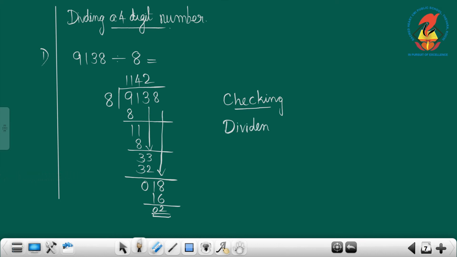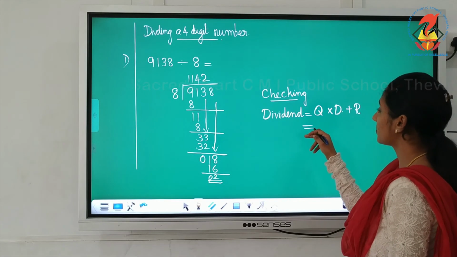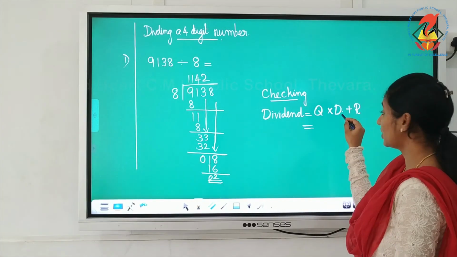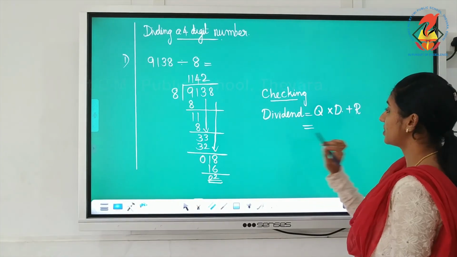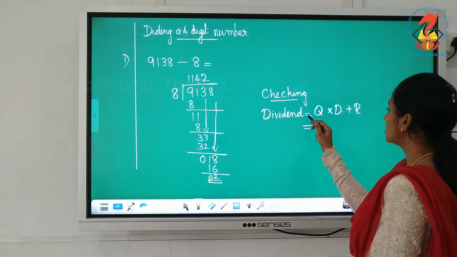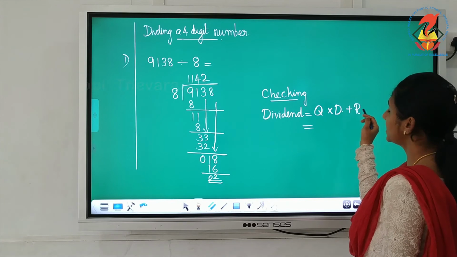Dividend is equal to quotient into divisor plus remainder. Okay. All of you fill that, quotient. Correct spelling you should write it. Again simply we can denote Q as the quotient, D as divisor plus remainder. Dividend already I wrote it here. So dividend is equal to quotient into divisor plus remainder.